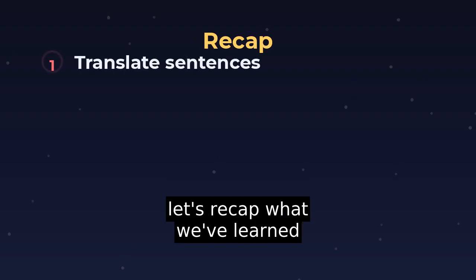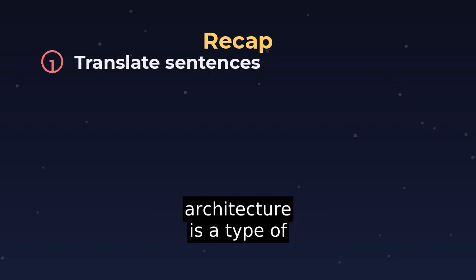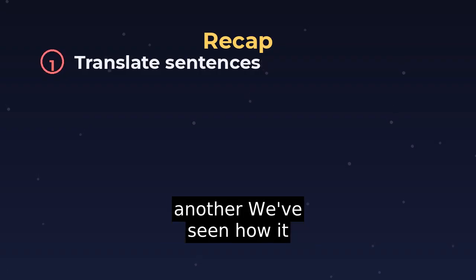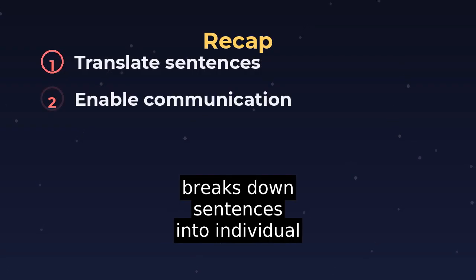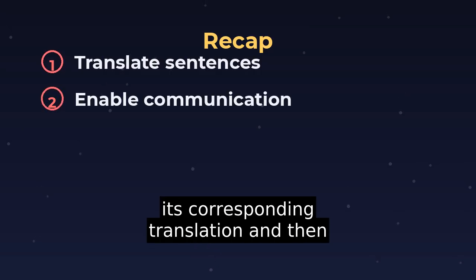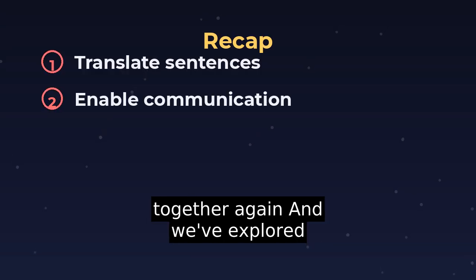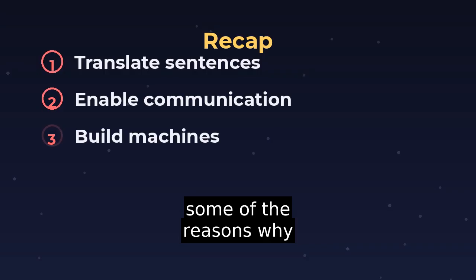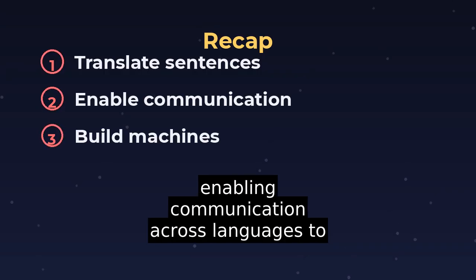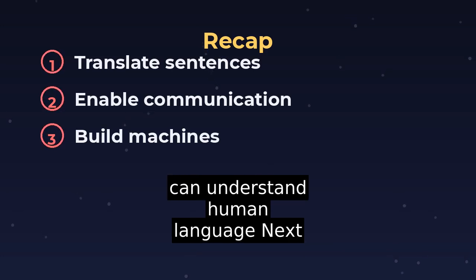So, let's recap what we've learned. We've learned that an encoder-decoder architecture is a type of neural network that can translate sentences from one language to another. We've seen how it breaks down sentences into individual words, associates each word with its corresponding translation, and then puts the translated words back together again. And we've explored some of the reasons why this technology is important, from enabling communication across languages to building more advanced machines that can understand human language.